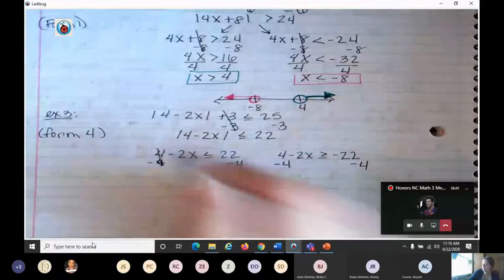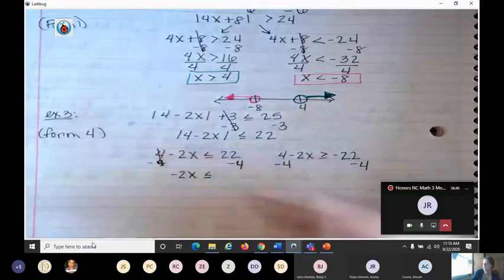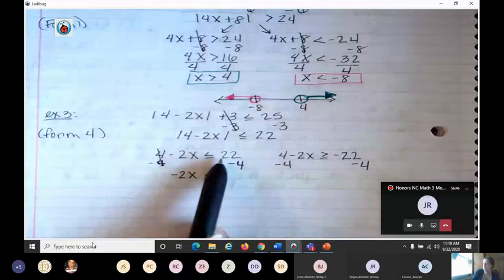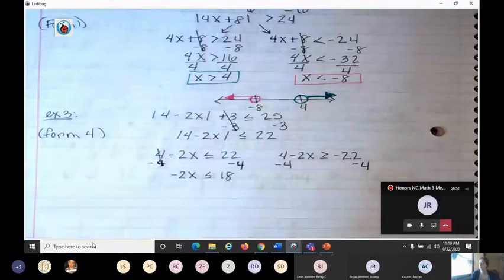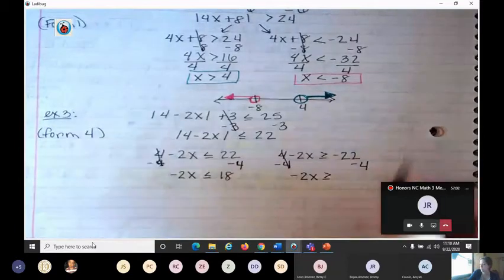So these cancel, and I'm left with -2x. 22 minus 4 should give me positive 18. And then these cancel. I'm left with my -2x. And -22 minus 4 should give me -26.